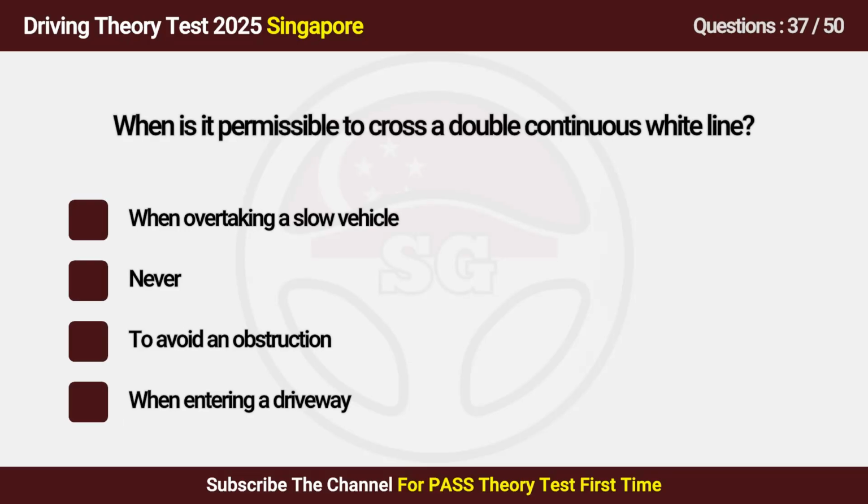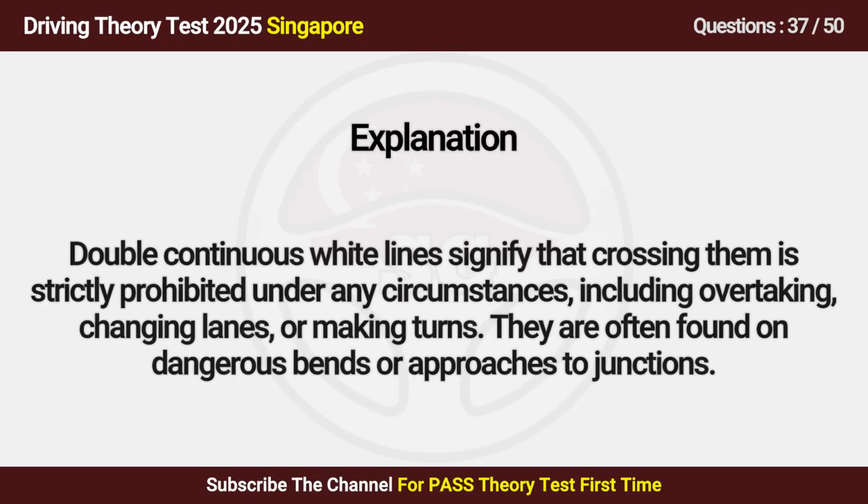Question 37. When is it permissible to cross a double continuous white line? A. When overtaking a slow vehicle. B. Never. C. To avoid an obstruction. D. When entering a driveway. Answer is B. Never. Double continuous white lines signify that crossing them is strictly prohibited under any circumstances, including overtaking, changing lanes, or making turns. They are often found on dangerous bends or approaches to junctions.